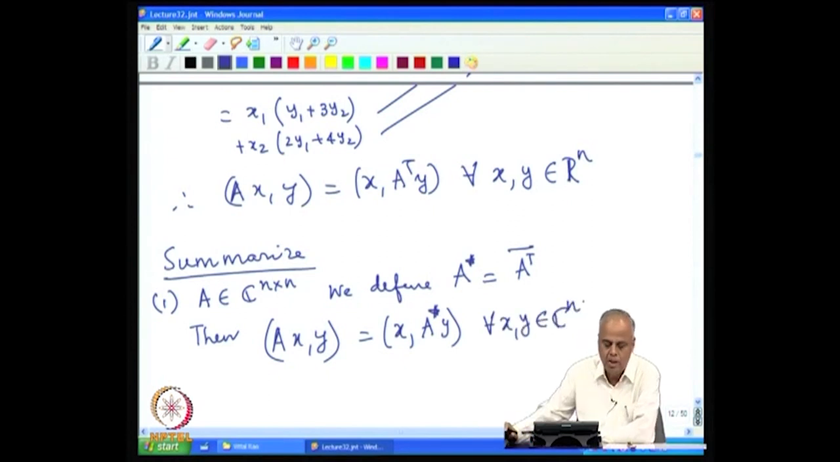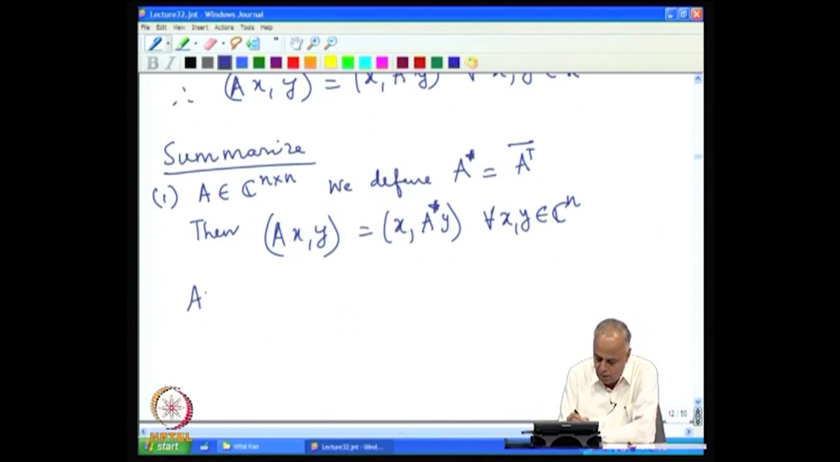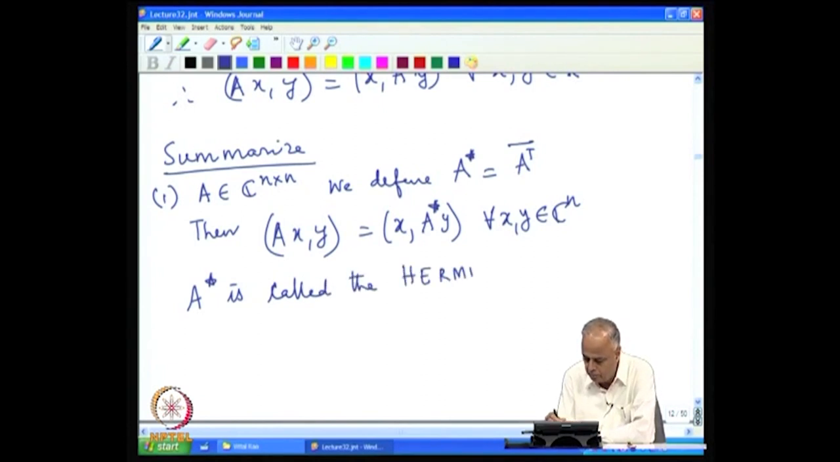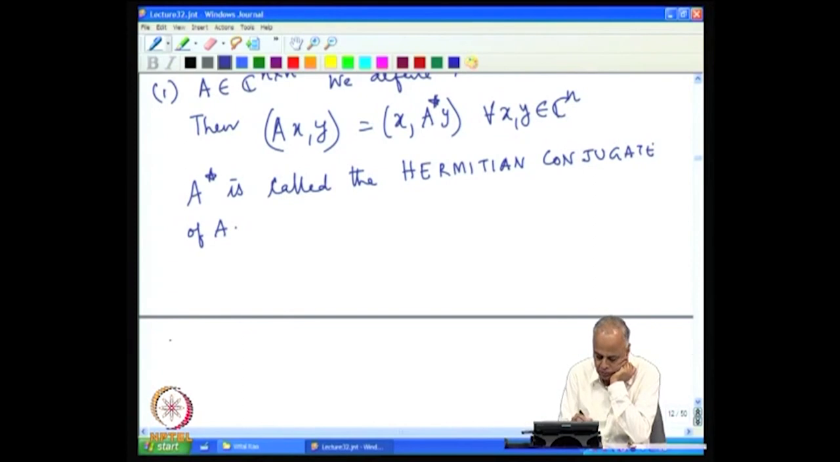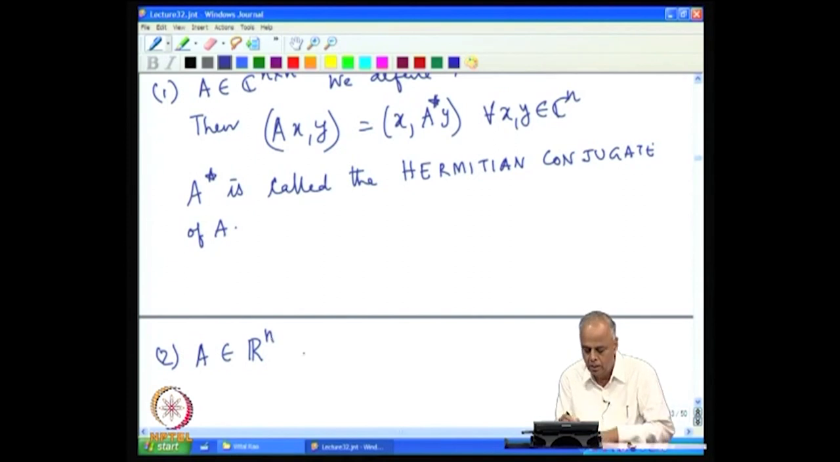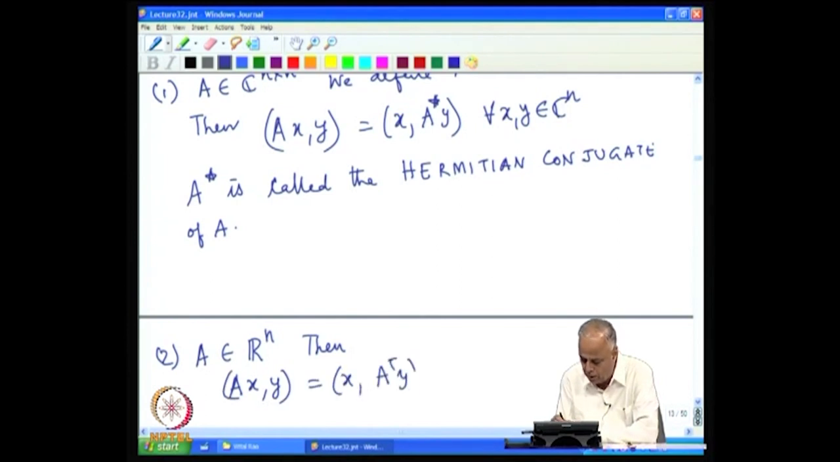A star is called the Hermitian conjugate of A. Then the second thing we observe is, if A is in R^(n×n), then Ax comma y is equal to x comma A transpose y for every x, y in R^n.